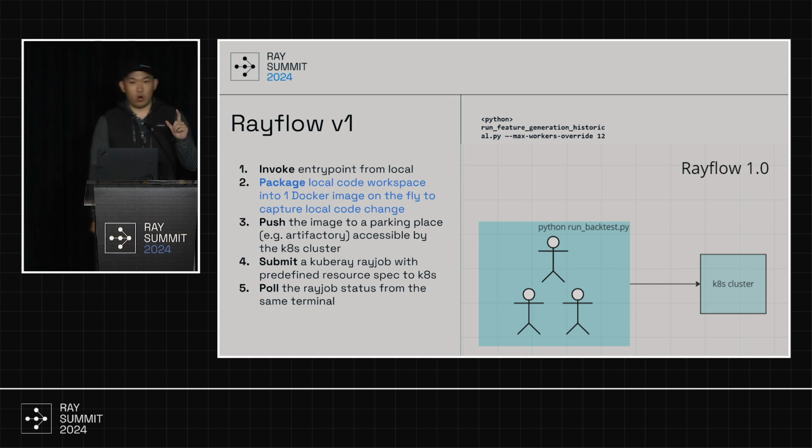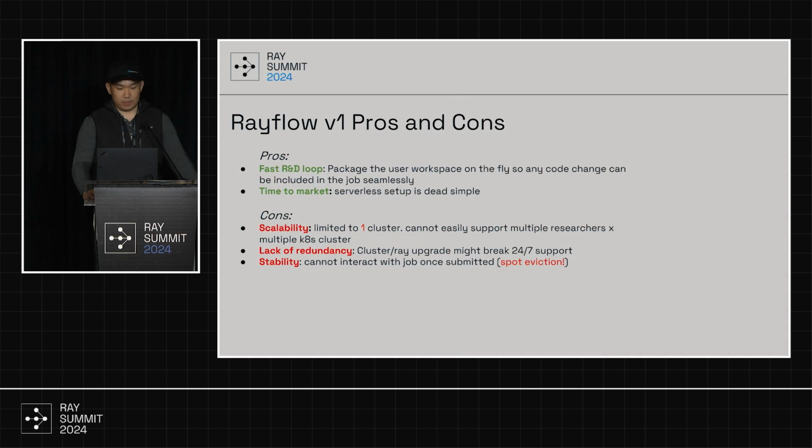And then you invoke a Ray job that will just pull this image down and start to run it with a predefined resource definition. And then you want to know if the job dies or is successful, so you just pull the job status. You can do it from the same terminal. We actually tried this workflow in our previous version, and we call it Rayflow 1.0, which is that simple. So let's look at its pros and cons.